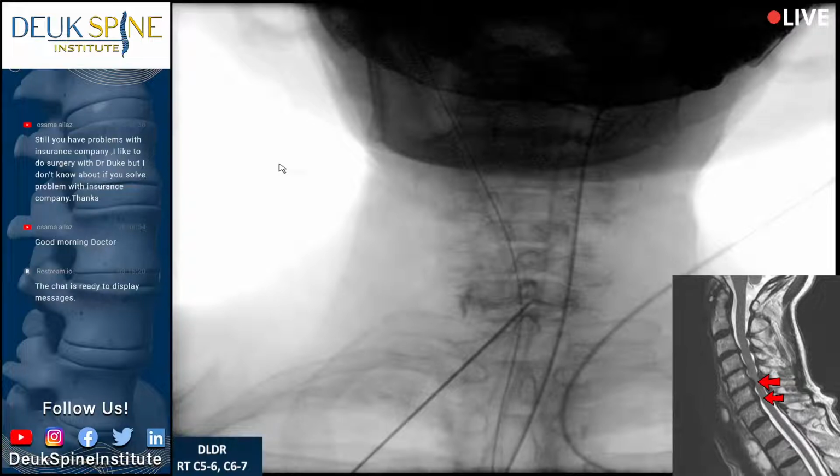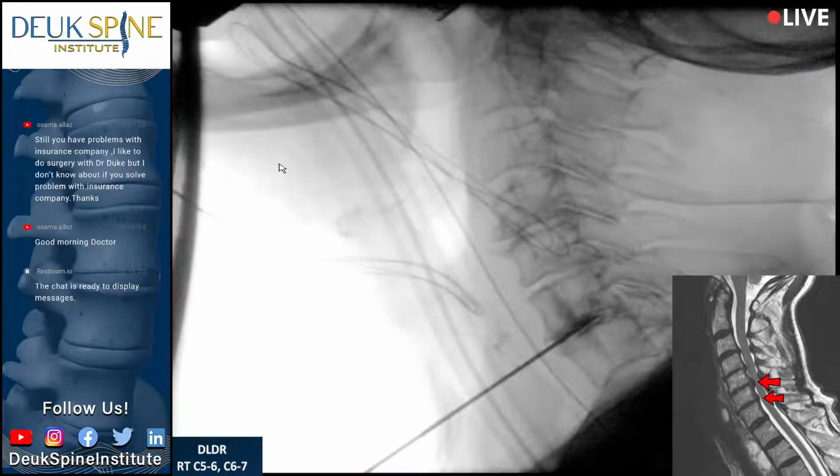Okay, let's go back to a lateral view. The other thing you can see in that AP X-ray is the endotracheal tube, the esophageal temperature probe, and EKG lead. Those are the wires. All right, so far we're going through the front of the neck. We're in perfect position for the Deuk laser disc repair, and that's the name of the surgery we're performing today.